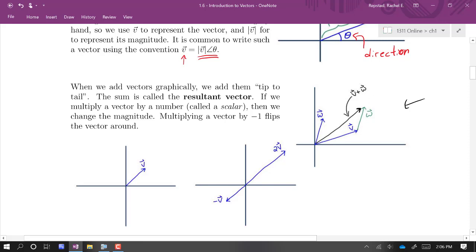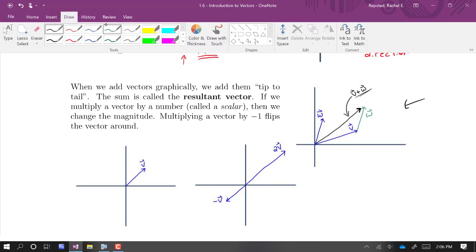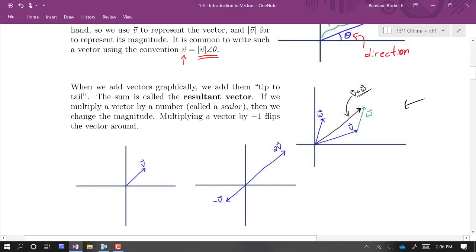I redraw w just with a different starting point, so I'm not changing the angle or the length. I'm just sliding it up, and then I see where it ends. Then if I draw the vector from the origin to that endpoint, that is the sum. Here I've drawn w so that it starts at the end of v, but I could just as well draw v so that it starts at the end of w. If you do it in both ways, you end in the same spot, which is good because it doesn't matter what order you add vectors in. But you can also see it forms a bit of a parallelogram there.